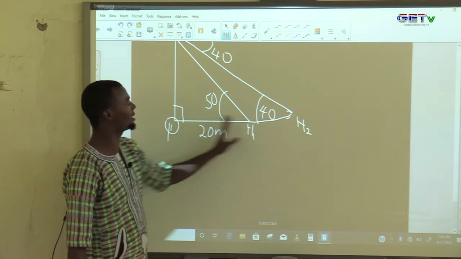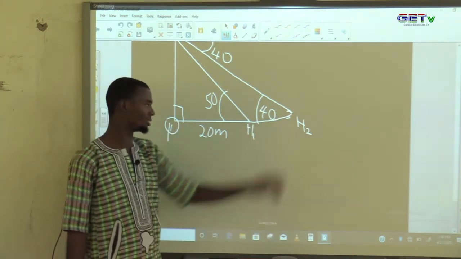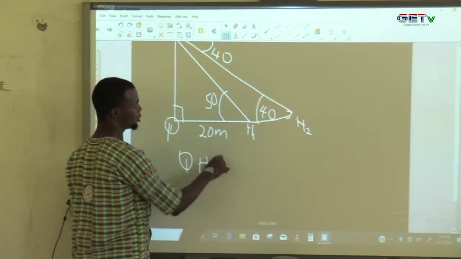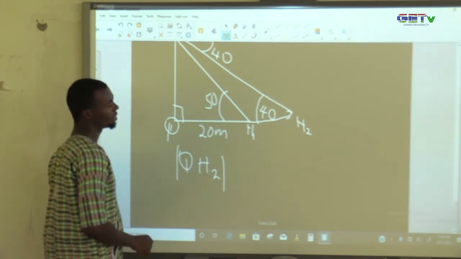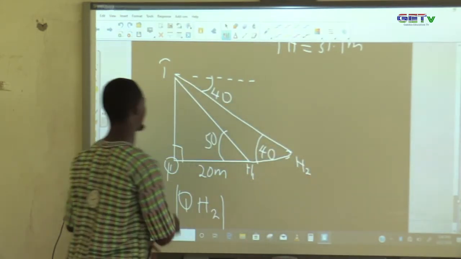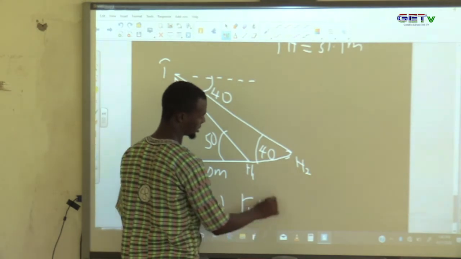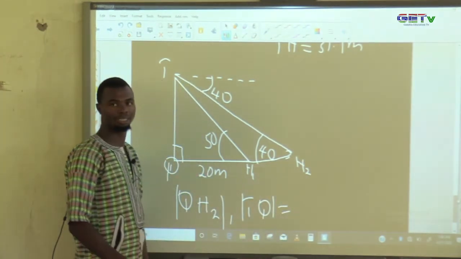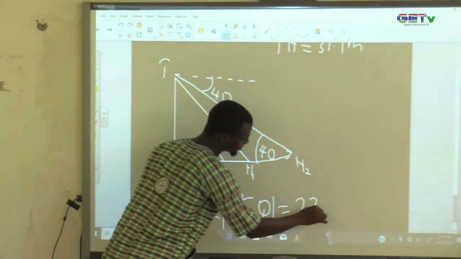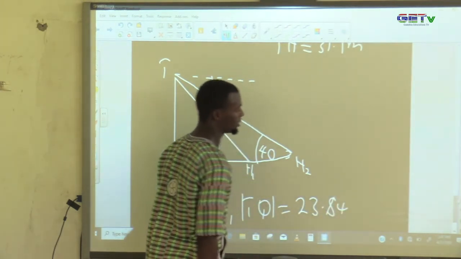What will be the position of H2 now? So we will solve for this distance, because we know this. We have the distance of Q and H2. That is what we will solve for. And we also know the distance TQ. We know our distance TQ is 23.84.